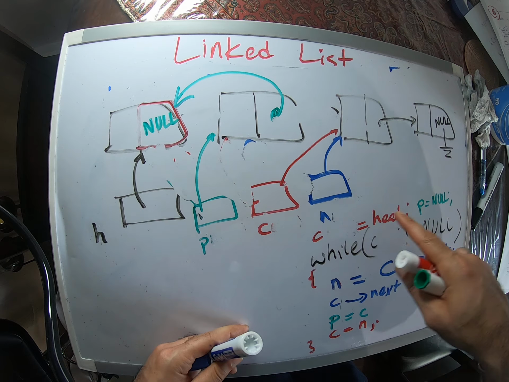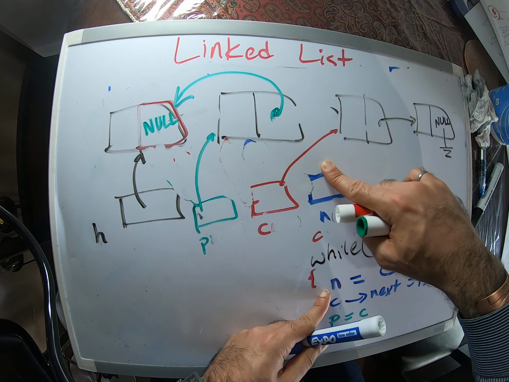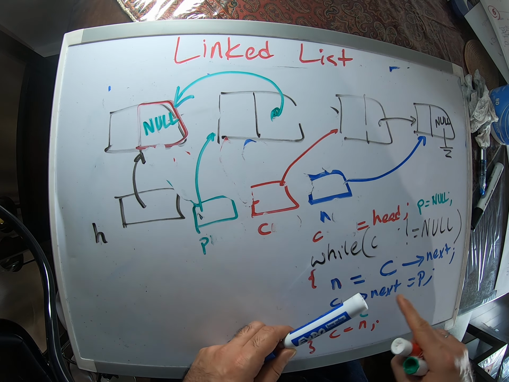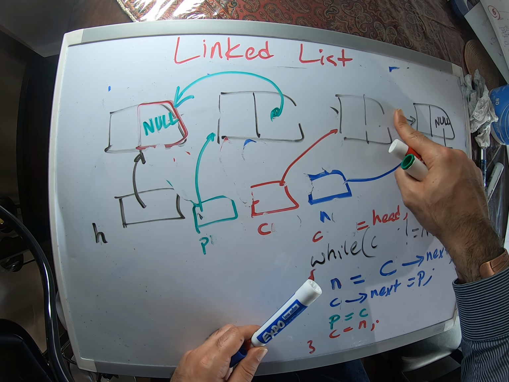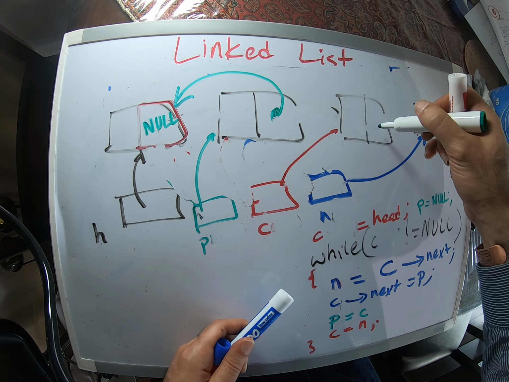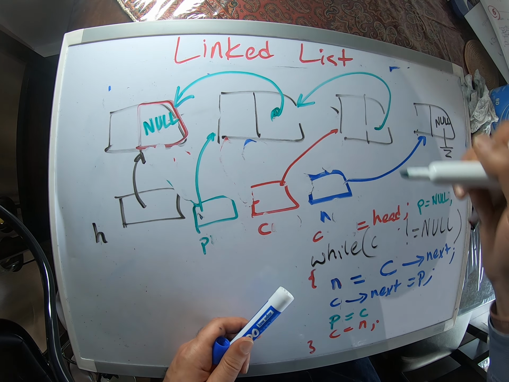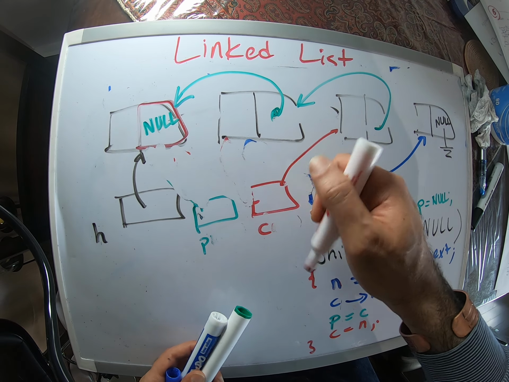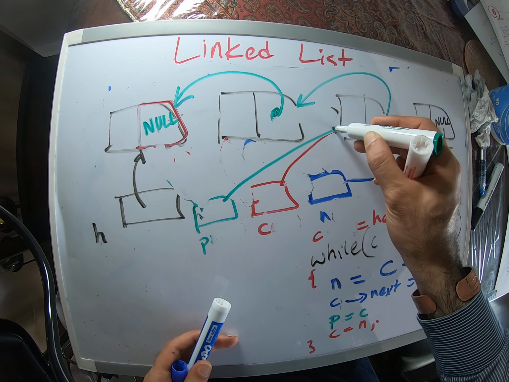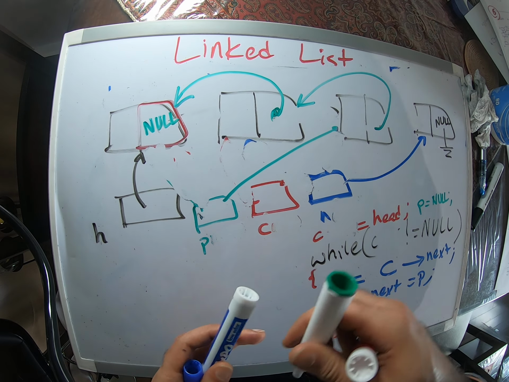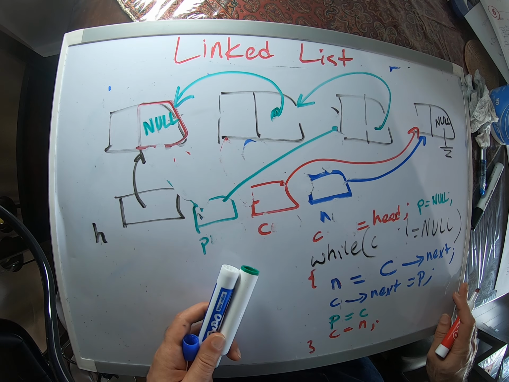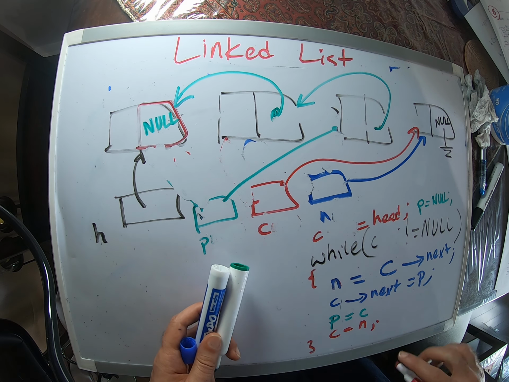I'll just do one more iteration. N is equal to C arrow next, so this is gonna happen now. C arrow next is equal to P. Right? And P is equal to C. And C is equal to N. Okay? And one more time.